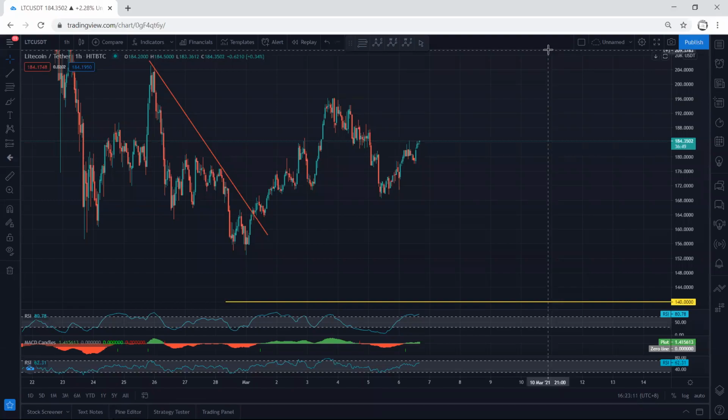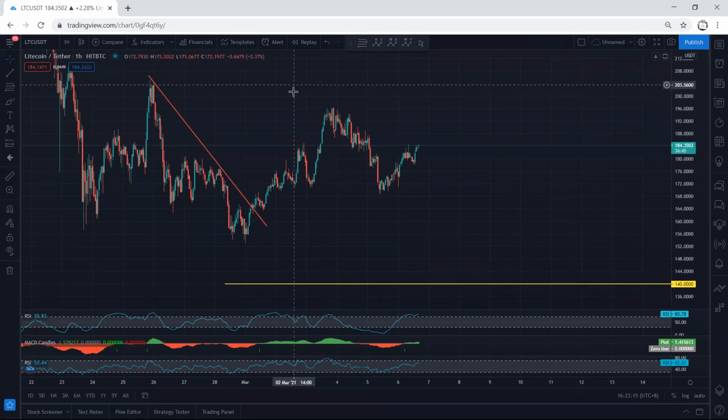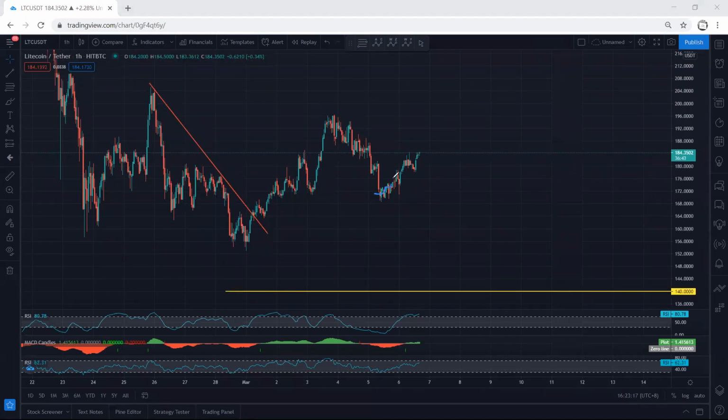LTC, we start with the 1 hour chart. First of all, if we refer to our analysis in my last video when the price was here, we mentioned whether we can get any sell setup or not. And if we talk about how we can look for buy.